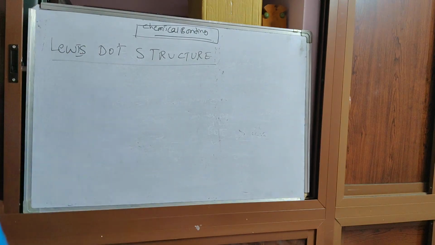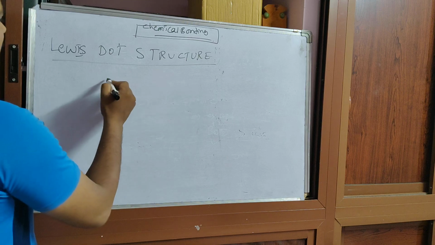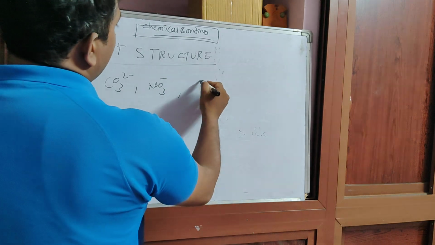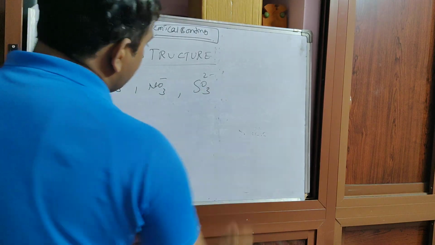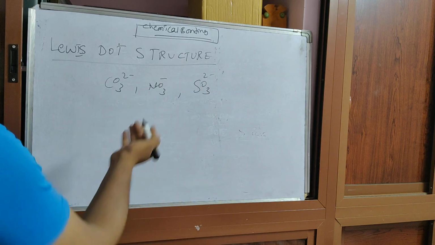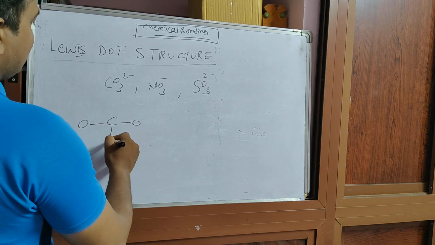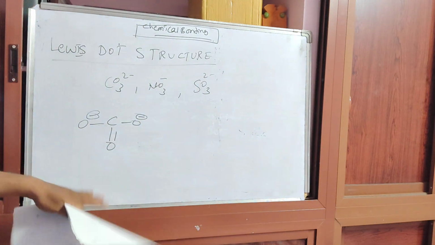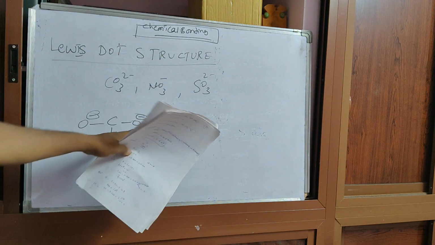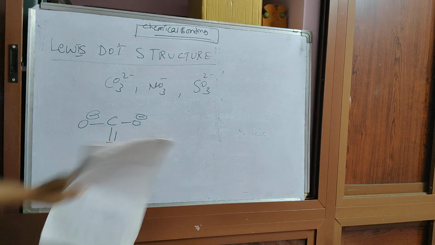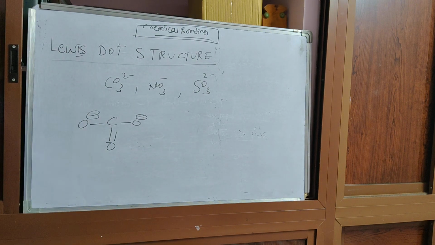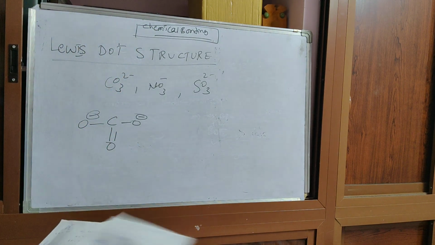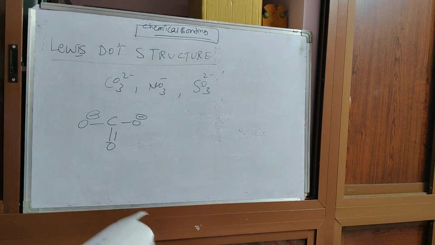In this case, some conditions we must follow. For example, if you take CO3 2-, NO3 -, SO3 2-, how do we draw these Lewis dot structures? In case of carbon, oxygen, oxygen, oxygen, we write it, and this is the negative charge. How can we write it? Which one is the central atom? How do we get this negative charge? How do we decide which one is taken as the central atom? In this case, some conditions must be identified. Lewis dot structures, you can understand easily.